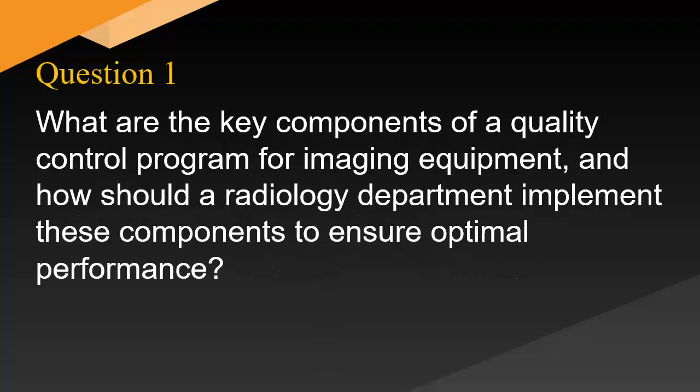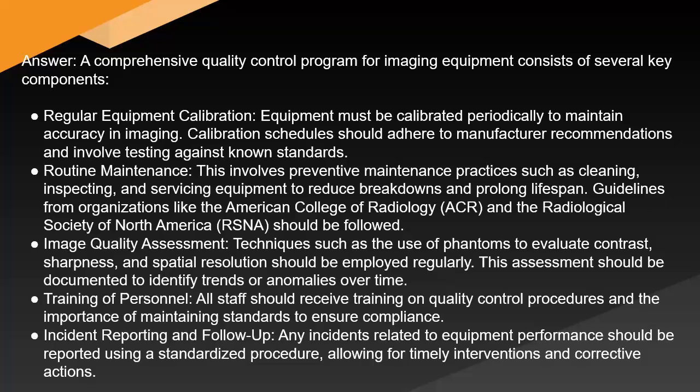What are the key components of a quality control program for imaging equipment, and how should a radiology department implement these components to ensure optimal performance? Answer: a comprehensive quality control program for imaging equipment consists of several key components. Regular equipment calibration. Equipment must be calibrated periodically to maintain accuracy in imaging. Calibration schedules should adhere to manufacturer recommendations and involve testing against known standards.